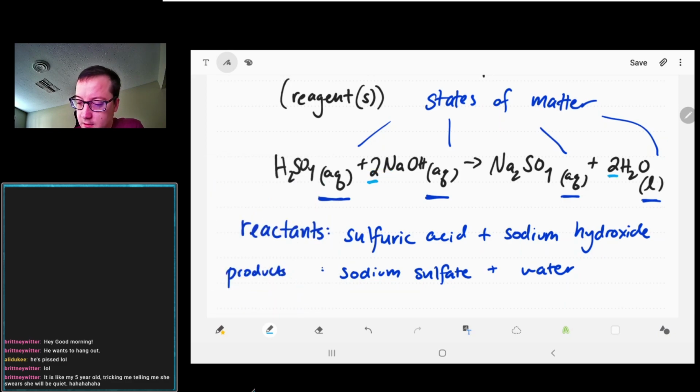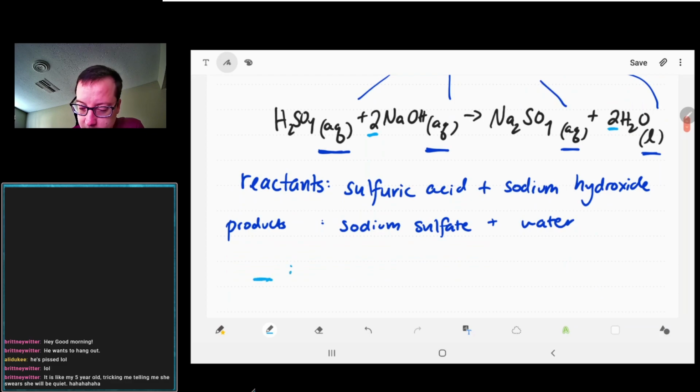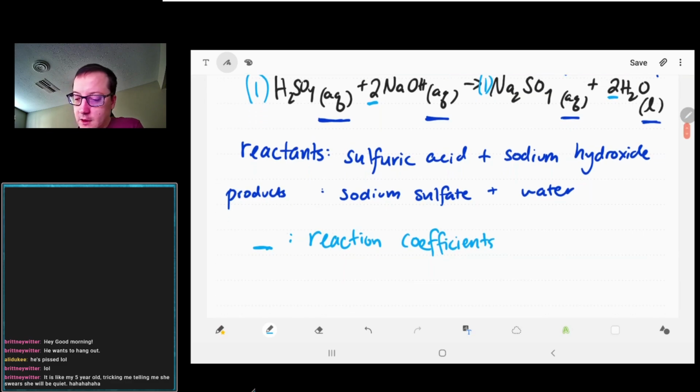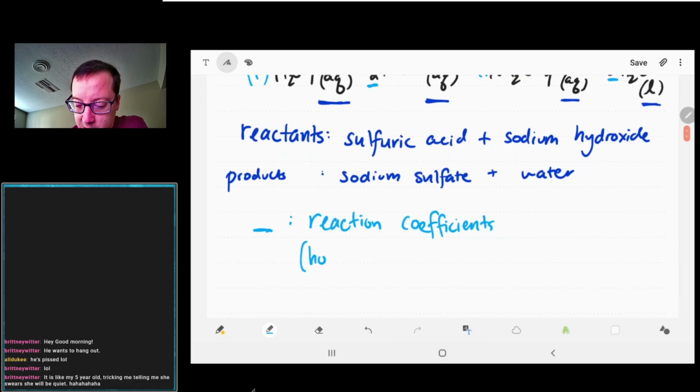And then we have a few more things. If we notice here, these are reaction coefficients. While we're not writing it here, we would have one of that and one of that. We just typically leave it blank if it's just a 1. And so your reaction coefficients are going to be how many of that substance, whether it's a molecule or an atom or an ionic compound, are required.